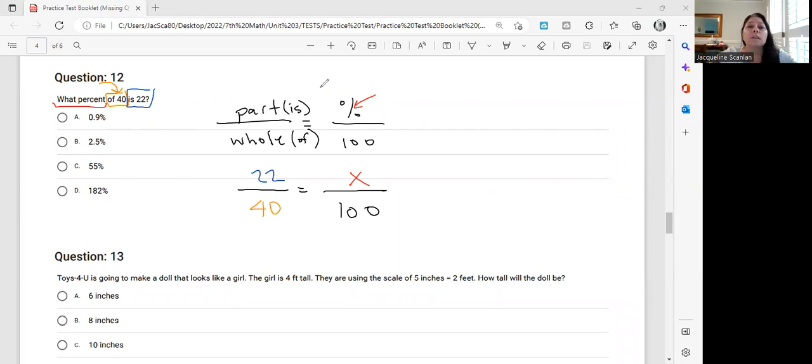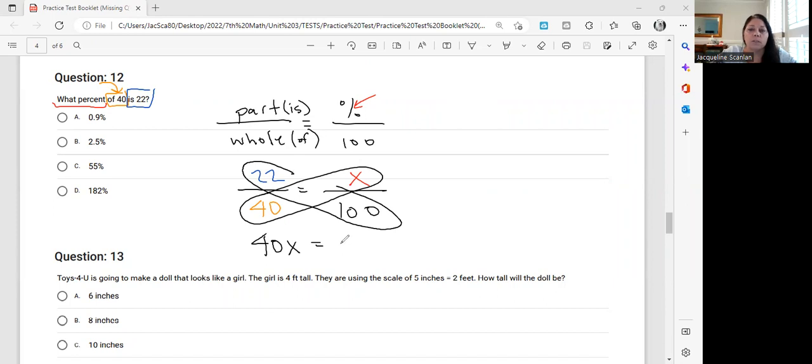Now some of you are going to say, hey, Scanlon, can't I just divide 22 divided by 40 and then turn it into a percent? And the answer is yes, you can. However, I'm going to do it the way that I've been doing it from the beginning. So I'm going to try and figure out how I get from 40 to 100. I don't know how to do that. So instead, I'm going to use cross products. I'm going to do 40 times x, and I'm going to say that's the same as 100 times 22.